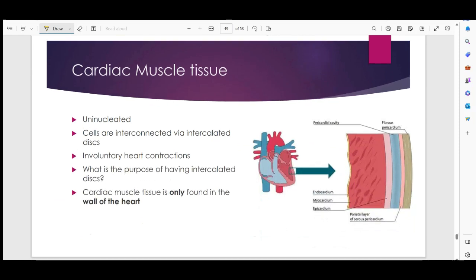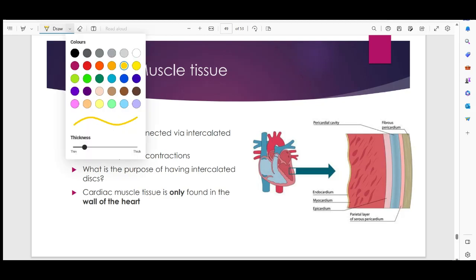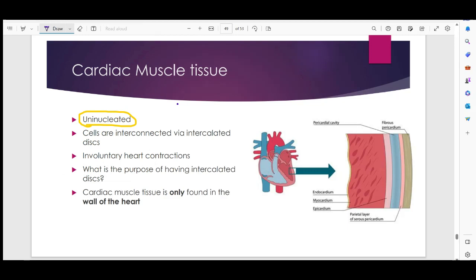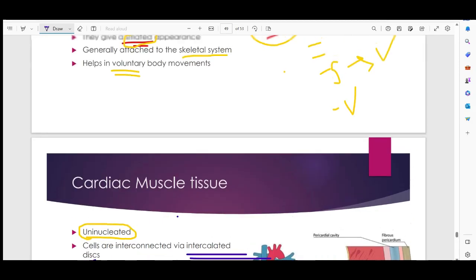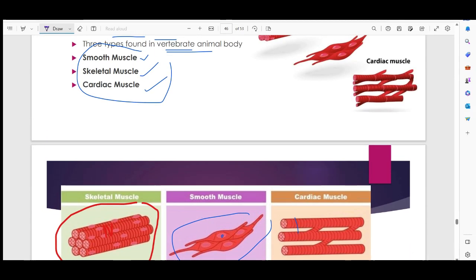The next thing we're going to talk about is cardiac muscle tissue. This is very important. Cardiac muscle tissue is uninucleated. So what is the other muscle tissue type with uninucleated cells? Smooth muscle tissue. Yes, smooth muscle tissue. The next thing, cells are interconnected by intercalated discs. This is something unique to cardiac muscles. We didn't talk about intercalated discs previously. So what we mean by intercalated discs, I don't know whether it's present here.